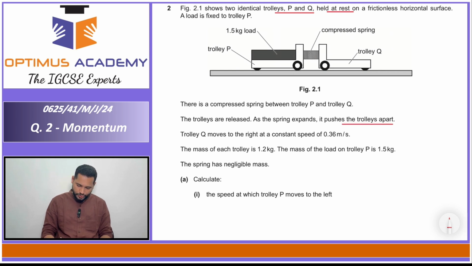Trolley Q moves to the right at constant speed of 0.36 meter per second. So the trolley's movement after the spring expands is on the right hand side and the value for the speed is 0.36 meter per second.